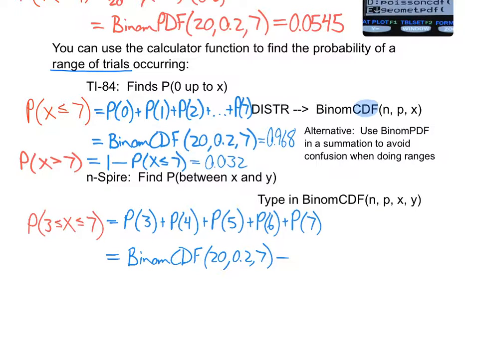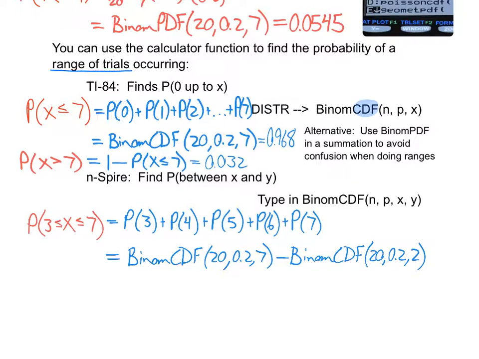You would subtract binomial CDF of 20, 0.2, and not 3. That's what people mess up, because 3 is included. We want to keep the 3. We only want to subtract 0, 1, and 2. Okay? So that's one way of doing it. And if you've got the TI-83, that's the way you're going to need to do it.